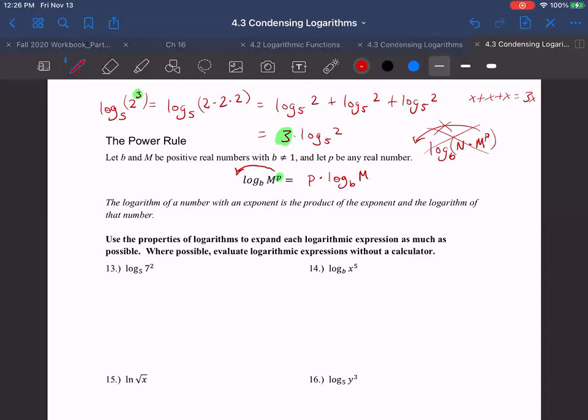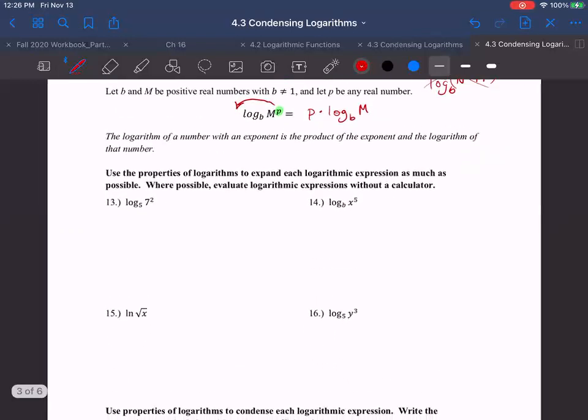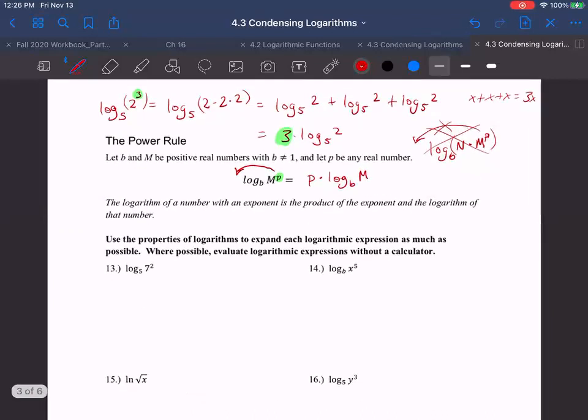All right, let's take a look at number 13 here just to see how this works. Actually, I want to show you one more thing. How can we do the quotient rule with this? I'll squeeze this in right here. So if I have log base 5 of 3 over 2, this can be log base 5 of 3 times 2 to the negative 1, where that 1 over 2 becomes 2 to the negative 1.